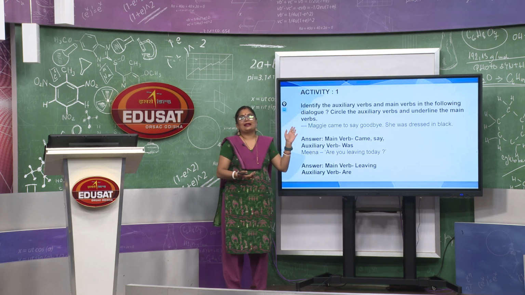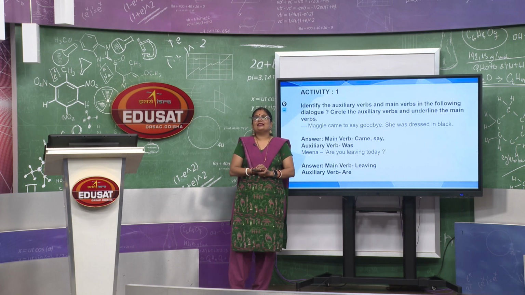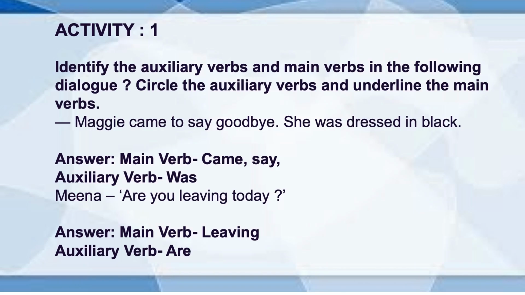In this activity, we have to identify the auxiliary verb and the main verb in the following dialogues. Now, we have to circle the auxiliary verbs and underline the main verbs. What is the first sentence? Maggie came to say goodbye. She was dressed in black. So, what do I want? I want the main verb and I want the auxiliary verb. So, what will be the answer? The main verb is came and say and the auxiliary verb is was.